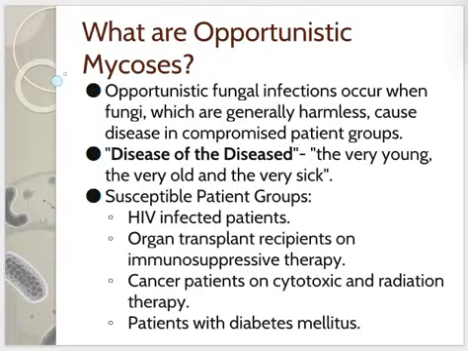So, what exactly are opportunistic mycoses? These occur when fungi that usually don't cause harm take advantage of weakened immune systems. We often call this the disease of the diseased, meaning it mostly affects the very young, the very old, or those with serious illnesses. Groups at risk include people with HIV, organ transplant recipients on immunosuppressants, cancer patients undergoing therapy, and those with diabetes. This helps us see why immune status is crucial in fungal infections.